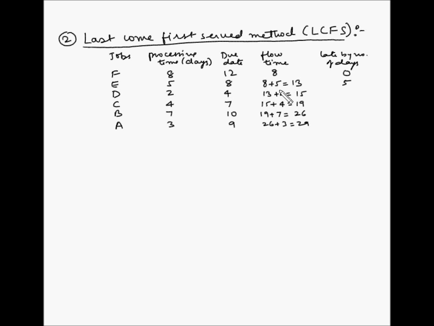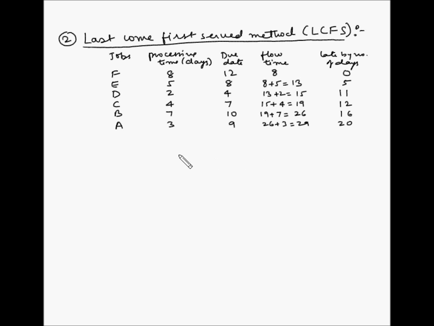D will be finished on the 15th day but is due on the 4th day. So late by number of days is 11. C has a due date of 7th day but will be done on the 19th day. So 19 minus 7, which is 12. For B, 26 minus 10, which is 16. And A, 29 minus 9, which is 20.